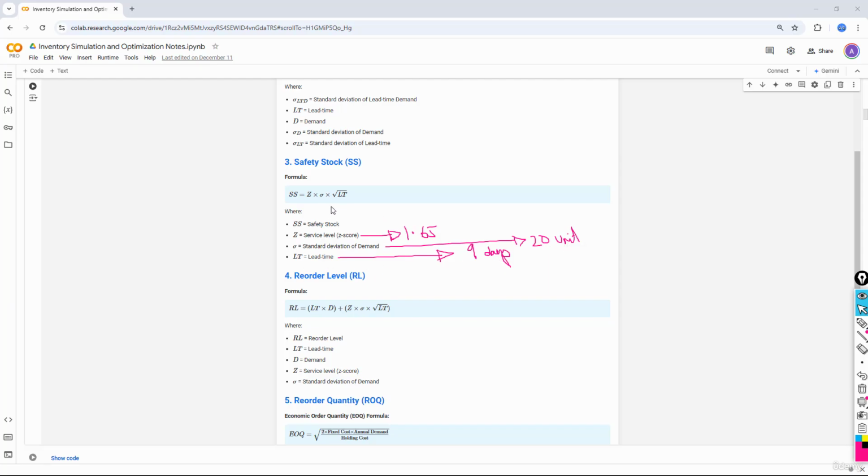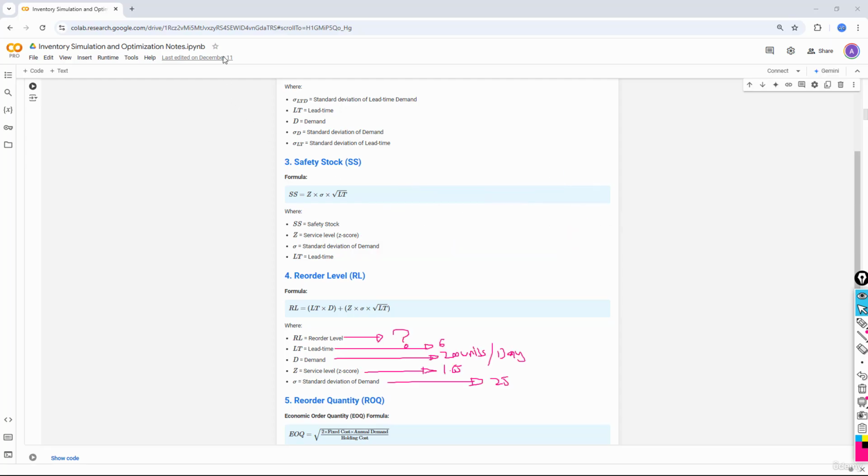So if you plug all of these values into the safety stock, you will get this relationship: 1.65 times 20 times the square root of 9, which comes up to be about 99 units. Similarly, if we do it for reorder level, the same concept applies.